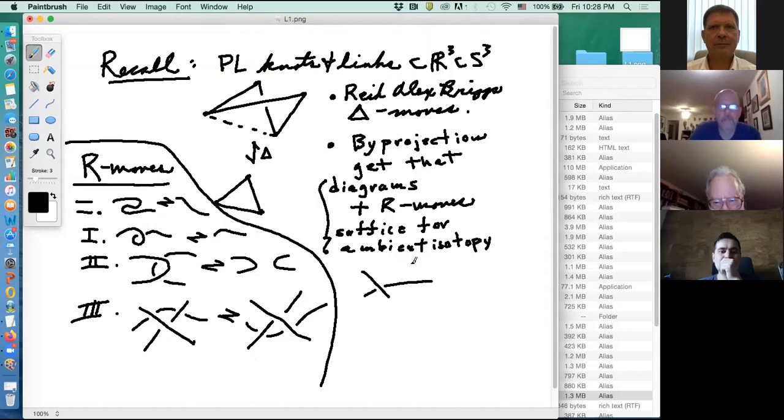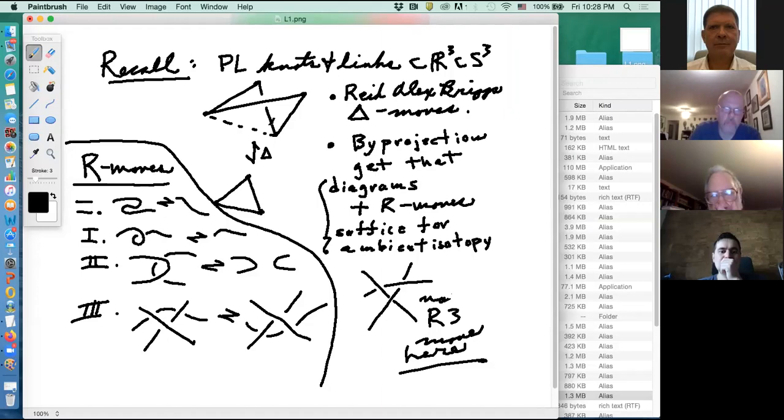For example, no. No R3 move here. For example, right? And it's of course interesting to think back that you can generate these moves by looking at the projections and the cases, but I'm not going to go back into that.